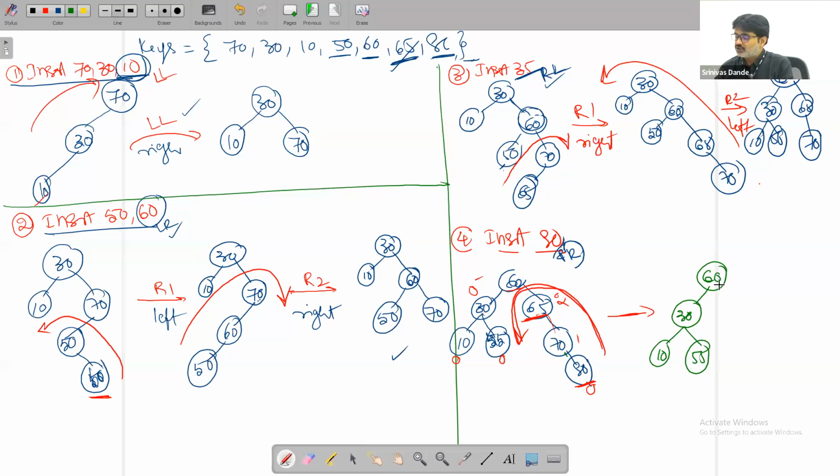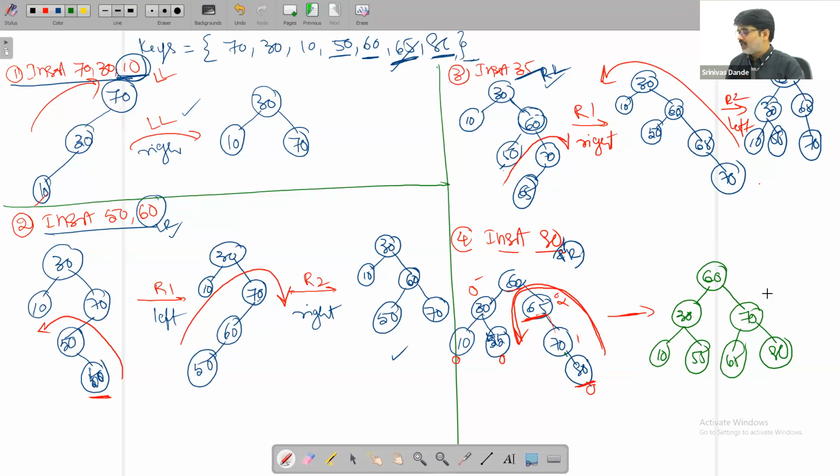Yes, right. So what should be the 60's child? Tell me now. What is it? 60's child? 70, that's it. Middle of that. Then 70's child is 65, then it is 80. Yes, super balanced. So we have generated the AVL tree now.